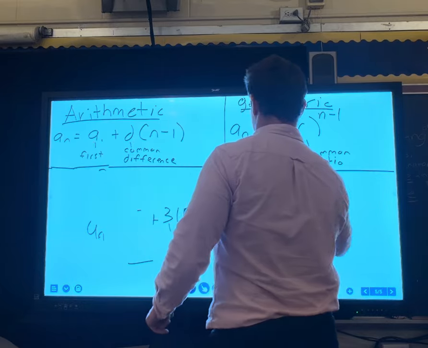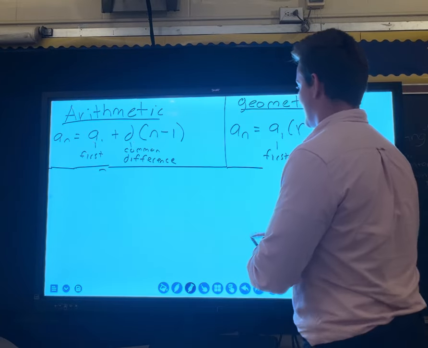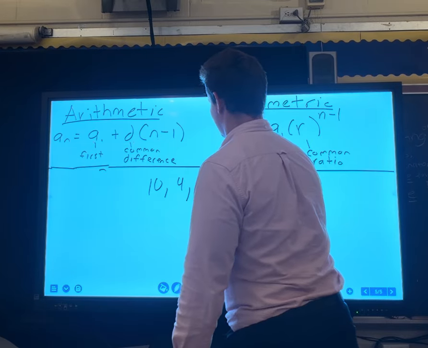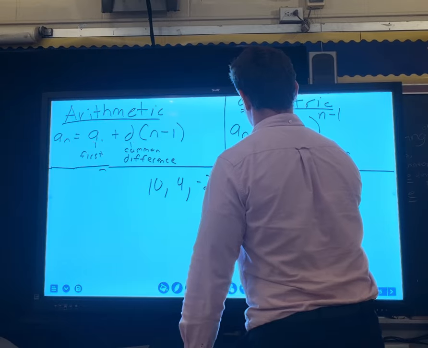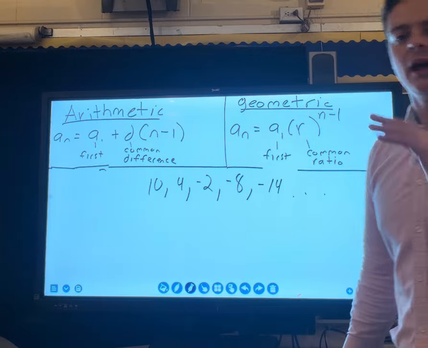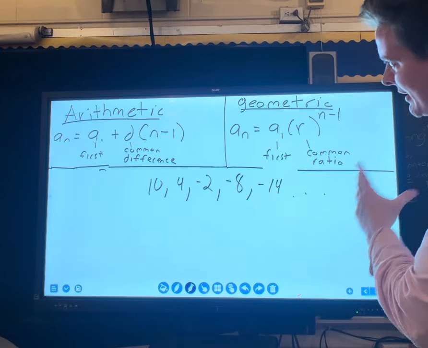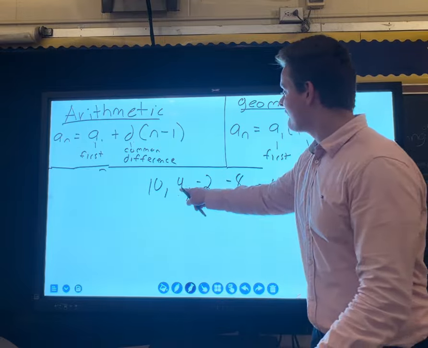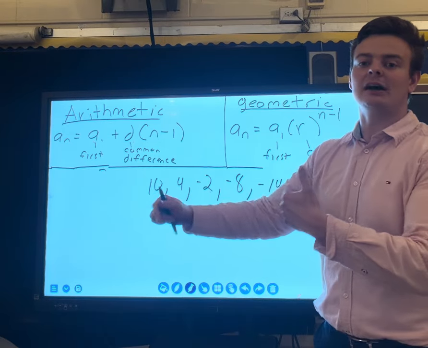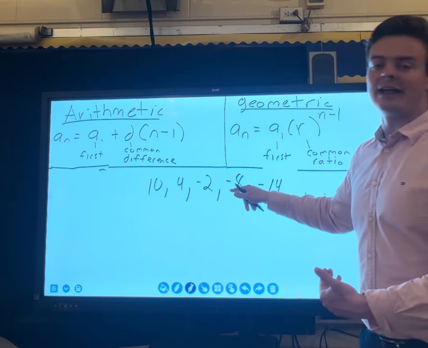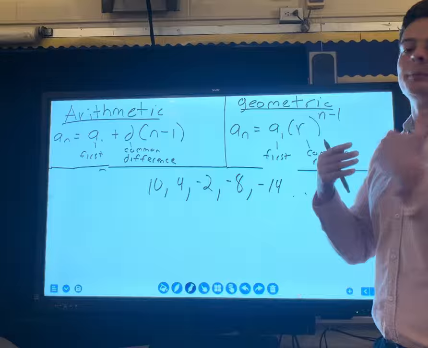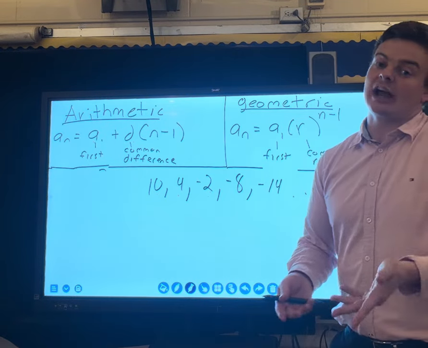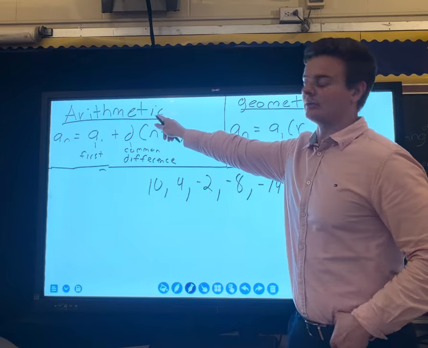Let's do another one. I'm going to keep my formulas up here though. What if I had 10, 4, negative 2, negative 8, negative 14, and so on. First, I have to think, what type of pattern is this? And I see I went from 10 to 4, I went down 6. 4 to negative 2, that's down 6 again. Negative 2 to negative 8, that's down 6 again. So my pattern is down 6 or negative 6, and that's adding or subtracting. It's subtracting, so it's an arithmetic sequence.